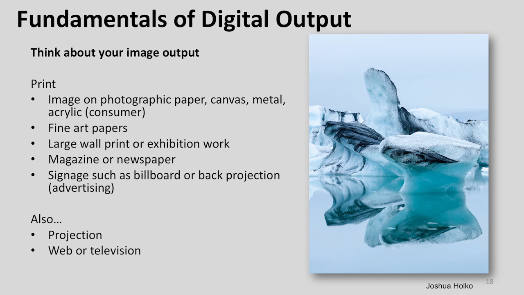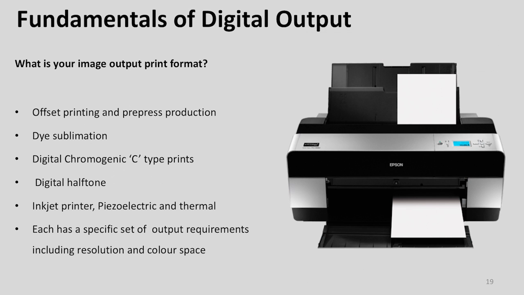So when you're thinking about printing your image, what type of substrate you're going to print on, each of these as well will require some different work. When you decide to print your image, you will need to know what the device is that will provide the service, and each device has specialized output requirements. These may be broken down into some categories such as offset printing and pre-press production, dye sublimation, digital halftone, digital chromogenic, and inkjet printing.